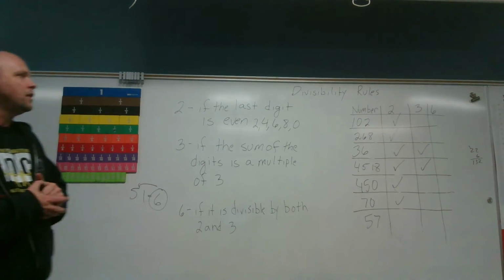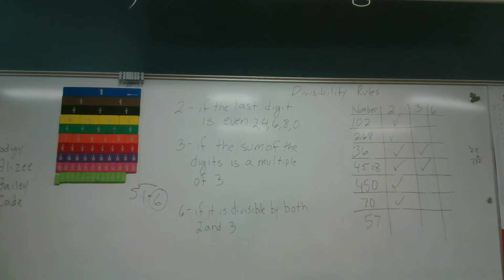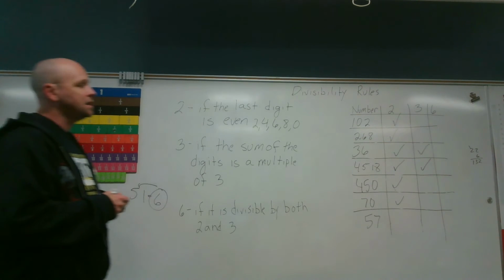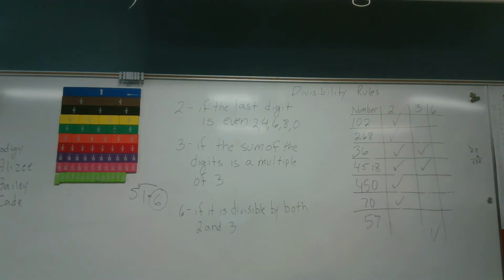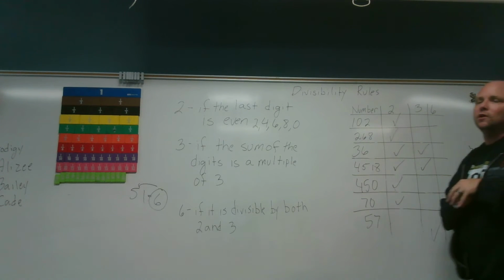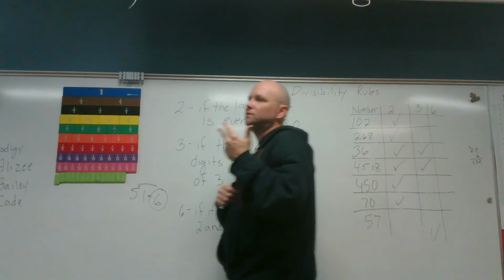Are there any other numbers up there that are divisible by 3? Yes. Can you tell me one? 57. How do you know it's divisible by 3? Good. 7 plus 5 is 12. And 12 is a multiple of 3. 3, 6, 9, 12. There it is.